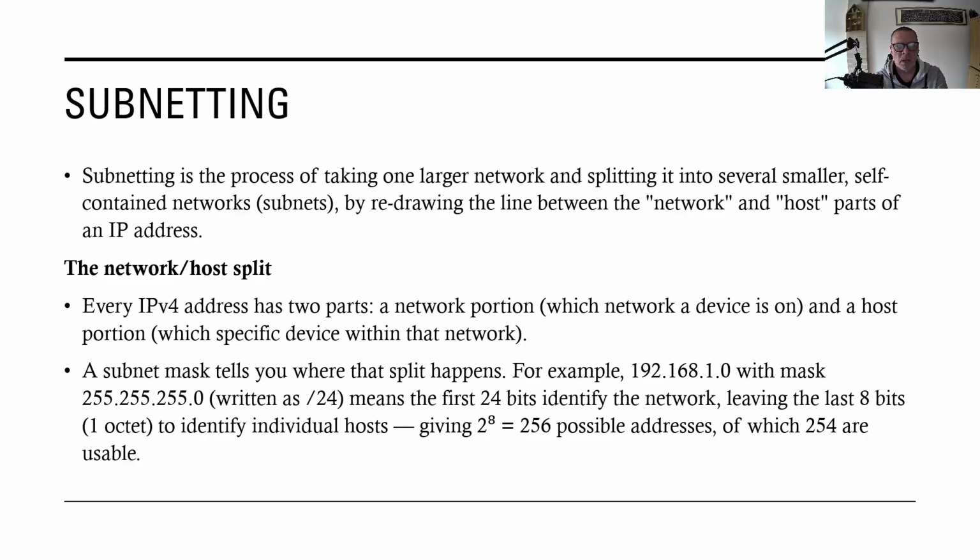So you might have something like 192.168.1.0 with a mask of 255.255.255.0. That's sometimes written as /24. And that means that the first 24 bits out of the 32 identify the network, and that means the last 8 bits identify the hosts. So that means you can have 256 different host addresses on that network address. Only 254 of those are usable because the other two have special uses.